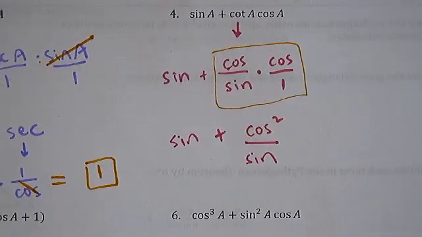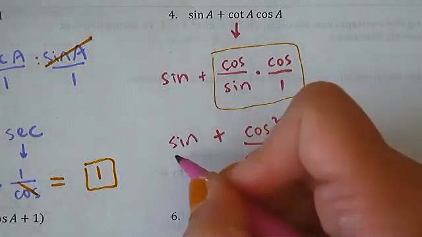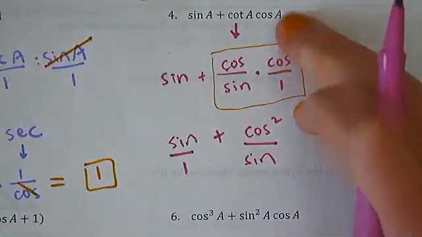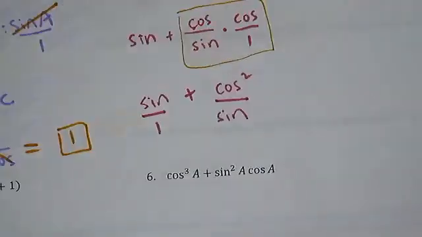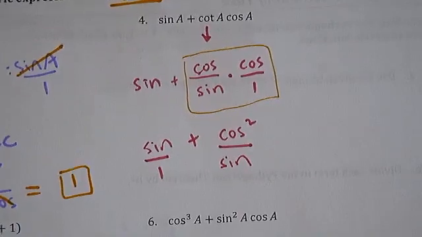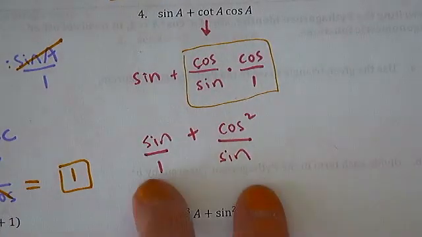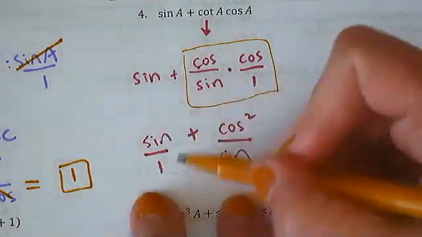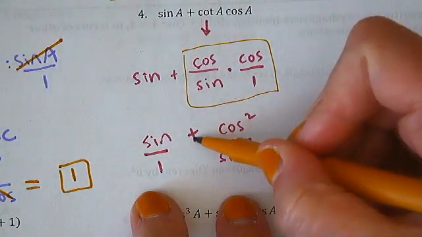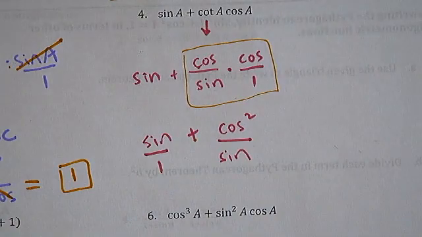Then people usually get stuck, but if you see a fraction, try and make other things fractions, just like I made this cosine a fraction, just like we made these a fraction. So if you see fractions, it's usually a good idea to make something else a fraction. So now I'm here. How do we take two fractions and add them together? How do we add fractions, guys?